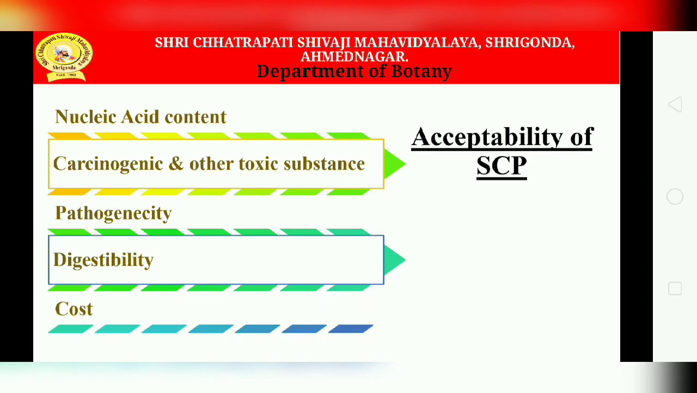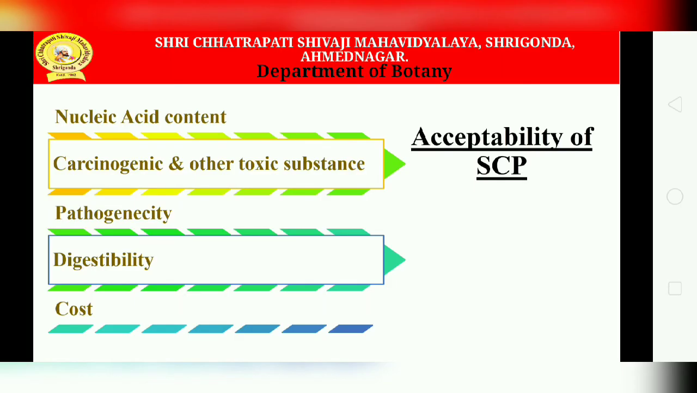Then carcinogenic and other toxic substances. Single cell protein can have certain carcinogenic and toxic substances, including hydrocarbons, heavy metals, mycotoxins and some contaminants. The nature and production of these compounds depend on the raw material and the types of organisms used. Next is pathogenicity. There is a possibility of contamination of pathogenic organisms with the SCP.